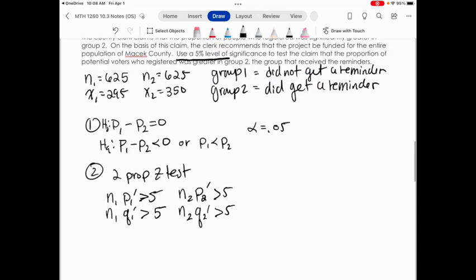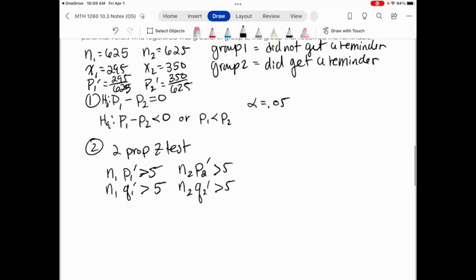Now, to get your proportion, because it doesn't directly give us the proportion in the problem, but we've got the number of successes and we've got the total in the sample. So to find my p1 prime, I would just take 295 over 625. And for the second sample, for p2 prime, I would get 350 out of 625. That would give me my proportions. Now, I'll let you check this on your own, but it does come out so that it works, and we can use 2-prop z-test.